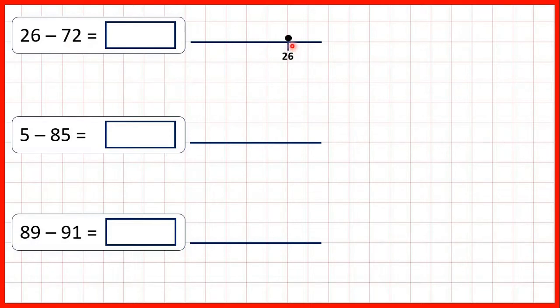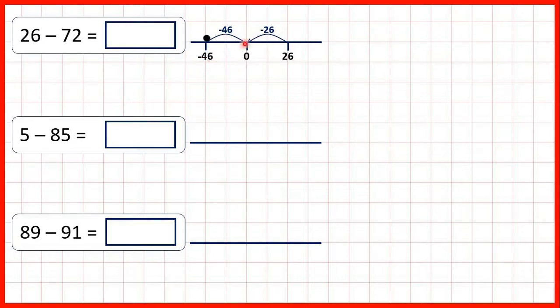We can represent the subtraction on a number line. So from 26, if we subtract 26, that will take us to 0. And then from 0, because we want to subtract 72 altogether, we need to subtract another 46, because 26 and 46 together make 72. So 0 minus 46 is minus 46.